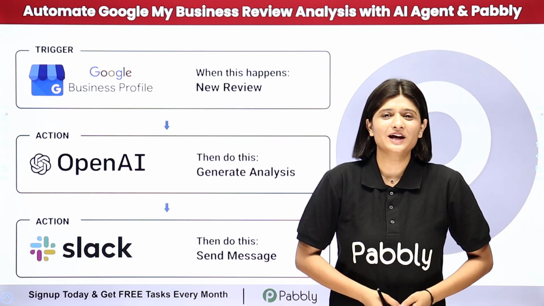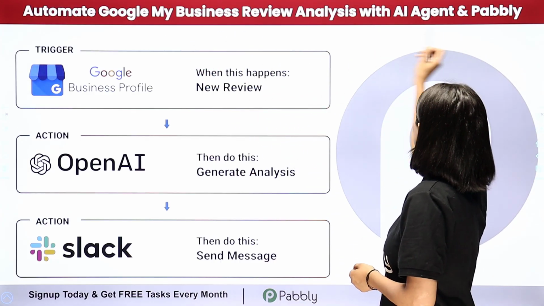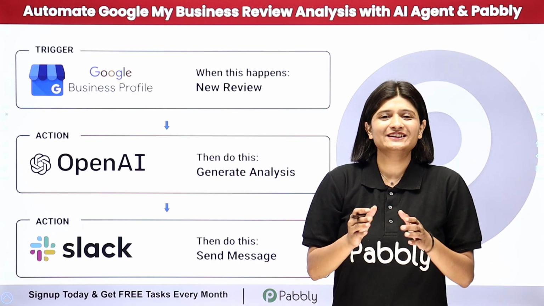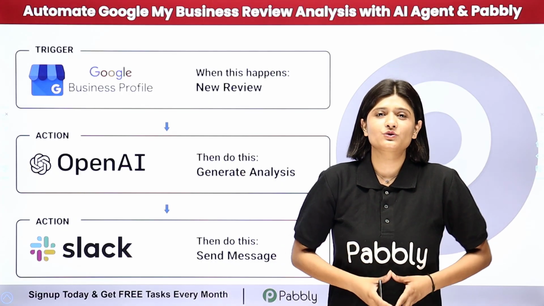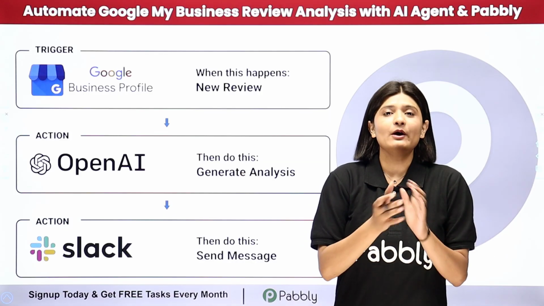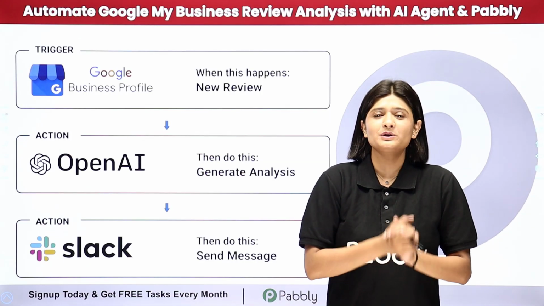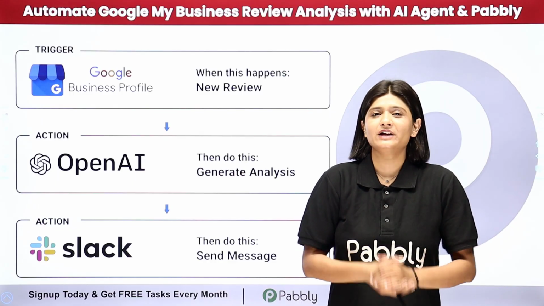In this video, we are going to learn how to automate Google My Business review analysis with AI agent and Pabbly. So let's suppose I'm running an e-commerce store and I'm receiving many reviews on my Google business profile. Now I want that as soon as I receive a new review, the review analysis should be automatically generated with the help of AI agent.